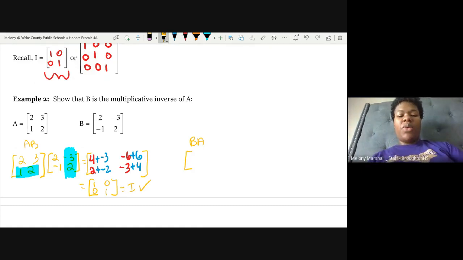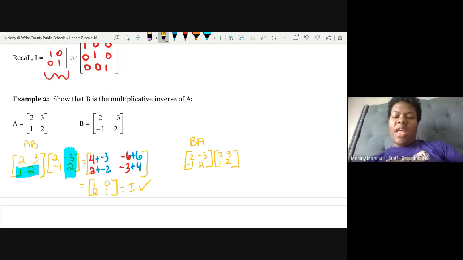Multiplying this one, but this time I put the [2, -3; -1, 2], because that's the B matrix. I put that one in front, and then I put [2, 3; 1, 2] in the back. The question is, why do we have to do this twice? Because isn't this multiplication, and multiplication is commutative? Yes, with integers, but multiplication is not commutative with matrices. You may have known that. Just to recap.